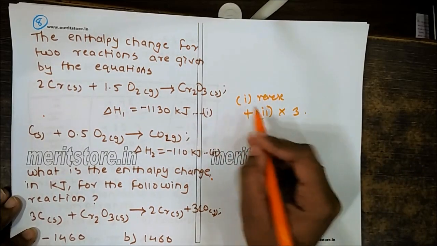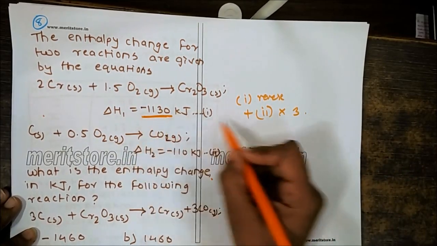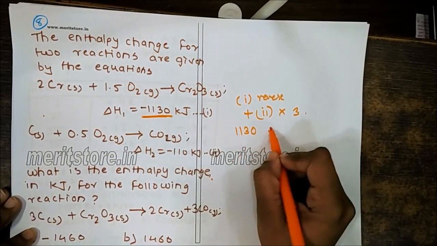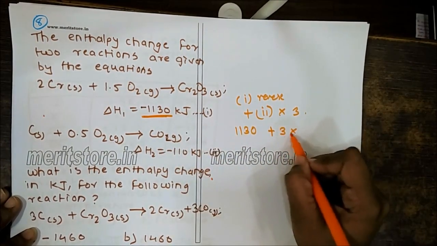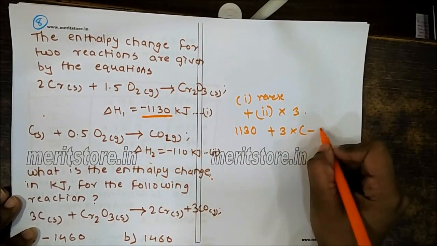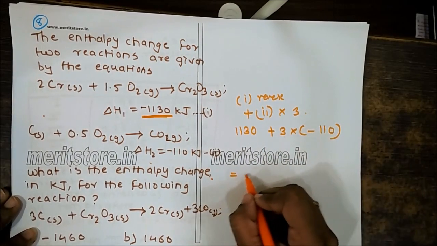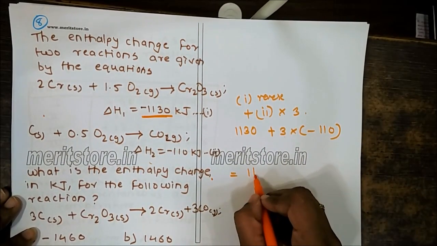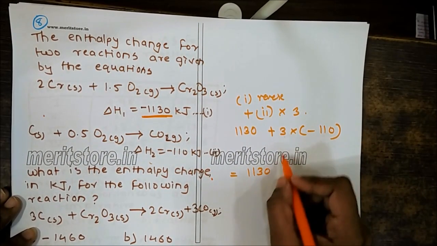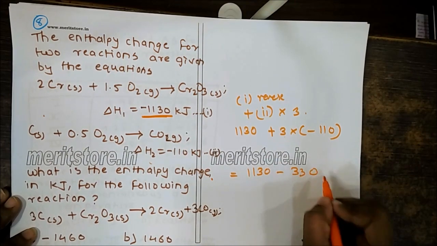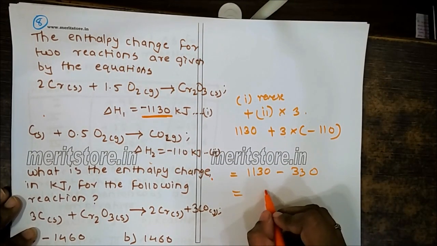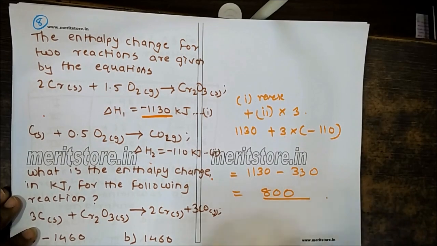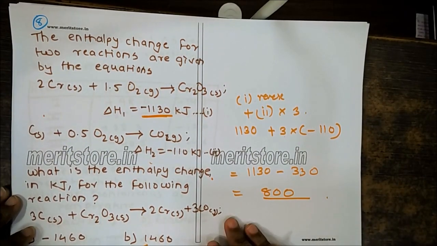So when I'll reverse the first equation, I'll get the delta H of this is 1130 plus 3 into the heat of the second reaction, which is minus 110. So this is 1130, that is minus 330, that comes out to be 800 kilojoule. So answer is option D.